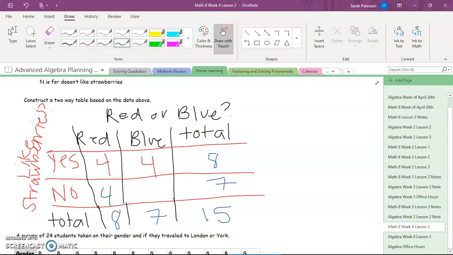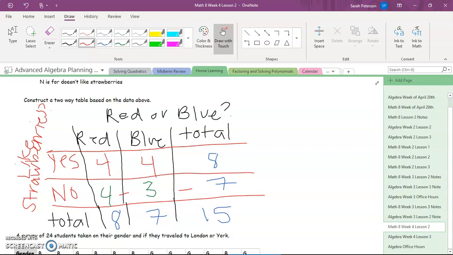And then in this box, I know that 4 plus what is 7? That's going to be 3. And then this way I got to make sure that this happens. 4 plus 3 is also 7. So that is a two-way table based off the data above.